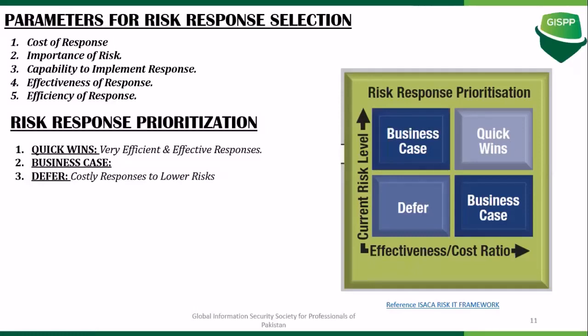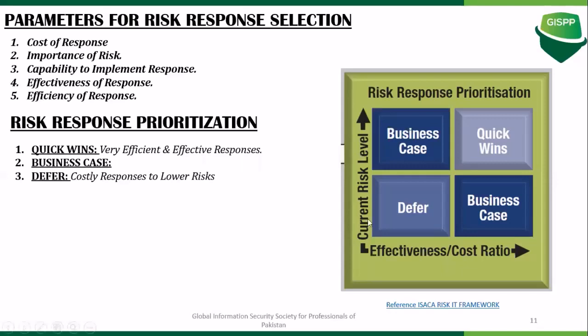The second option is the business case. If you check over here, the risk level is higher, but the effectiveness to cost ratio is less. But since the risk level is high, you have to act upon it. Over here, the risk level is low, but the effectiveness to cost ratio is quite high. So here you have to develop a business case to justify the benefit, to justify the cost associated with it. You can do that by going back to the same techniques, where you perform an ROI analysis or a cost benefit analysis to develop a business case.